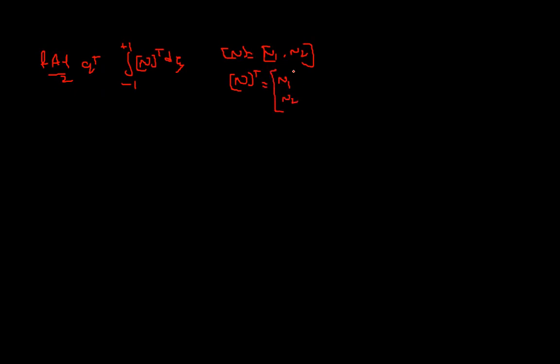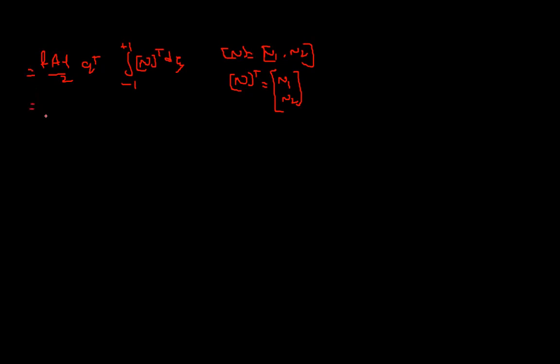So if you write down that one, I can write down that it is equal to f into area into L by 2 into Q transpose integral of N transpose into d zeta, and limits are -1 to +1 only. So the N matrix would be N1 comma N2. It is a row matrix, so therefore N transpose will become a column matrix N1, N2. So integration of these two. So we are going to write that again.